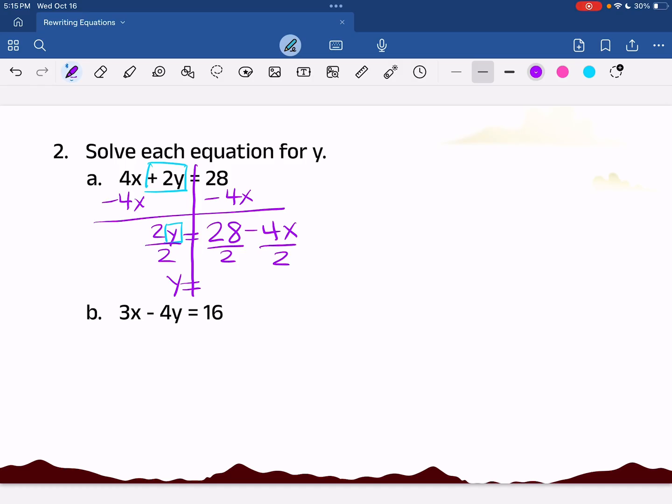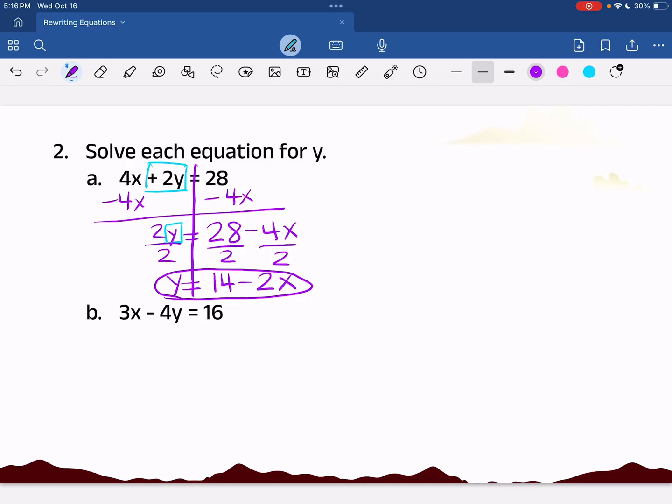Let's double check in the calculator. 14 minus, so that's negative 4 divided by 2. Well, before I write my minus sign, I have negative 4 divided by 2. Okay, so that's going to be negative 2x. So this is your final answer: y equals 14 minus 2x.